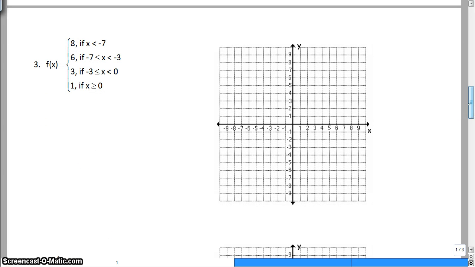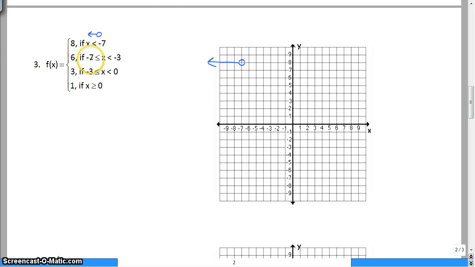So number 3, we have horizontal lines again. Remember, without any x's, these are just horizontal lines. So we're just going to go to level 8, and this is when x is less than -7. So this is just open, going to the left at level 8. So we go to -7, we go to level 8, we put a dot, and we go left.